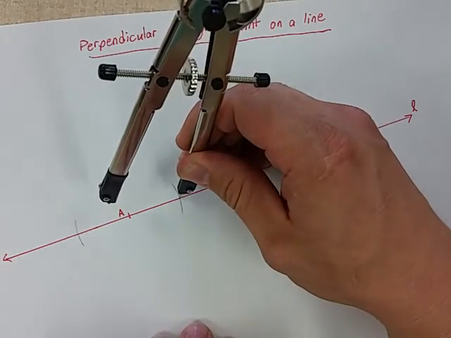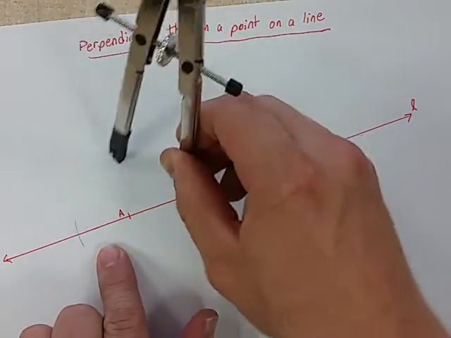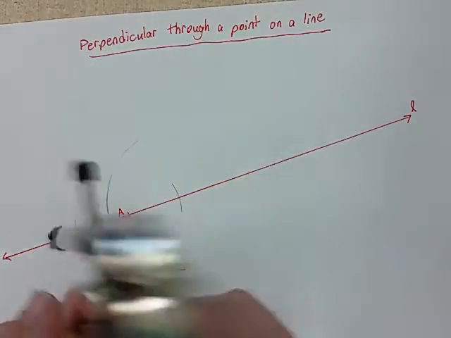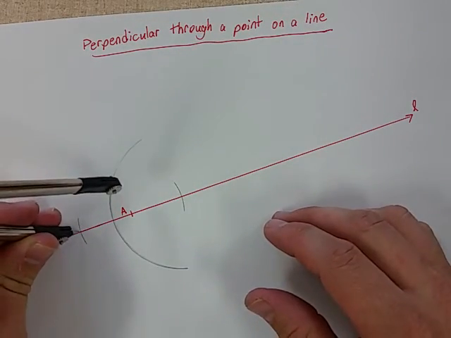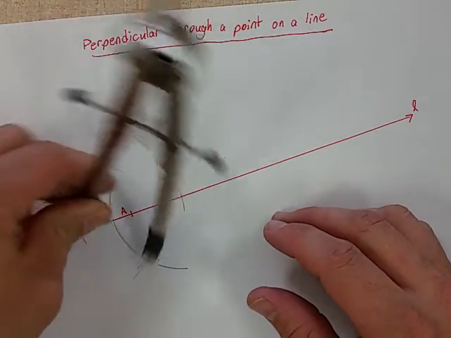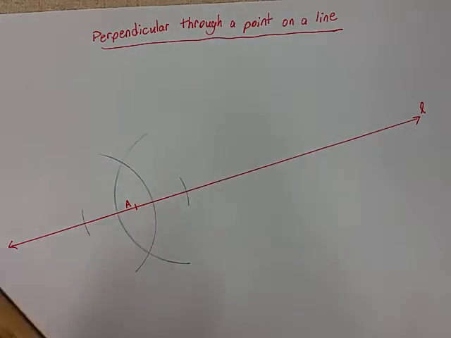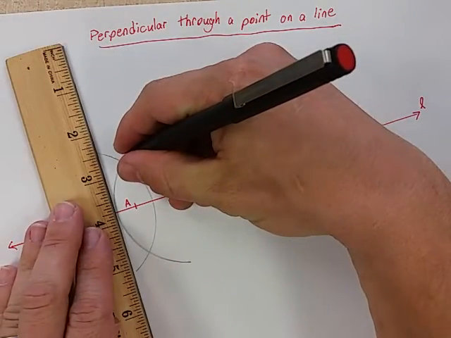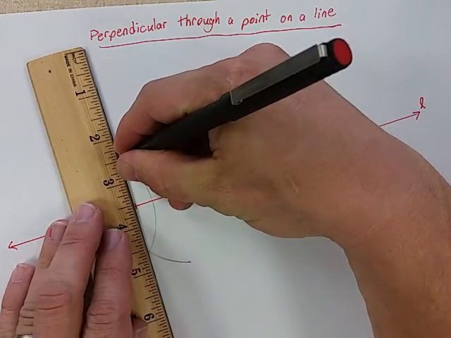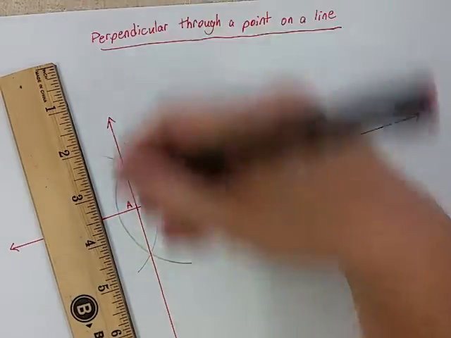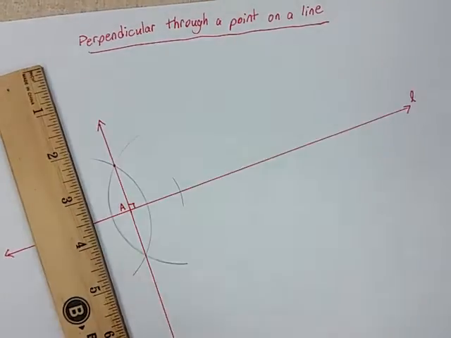So I'm going to put my compass on the endpoint, make it further than halfway, make my arc, and make that same arc from the other endpoint I constructed. This is taking 1, 2, 3 circles, and what I can do is now line up my straight edge. And there's my perpendicular through point A.